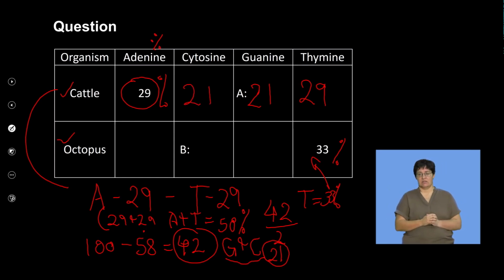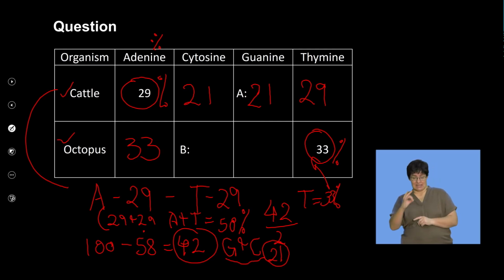And if we now apply the same rationale for looking at the octopus, we know that the octopus contains 33% of thymine, and we can quickly enter this on the table that there's a proportionately equal amount that adenine is made up of. If we now add that up, we get 66%. So 33 plus 33 is 66.